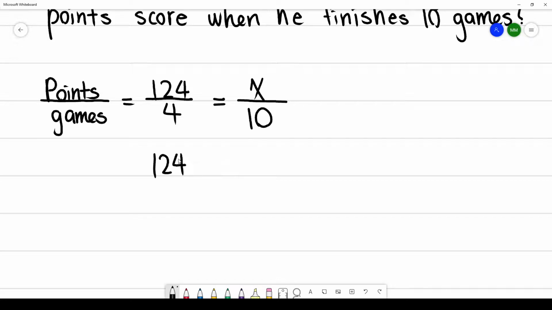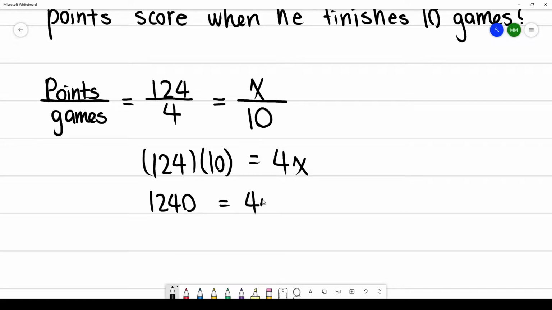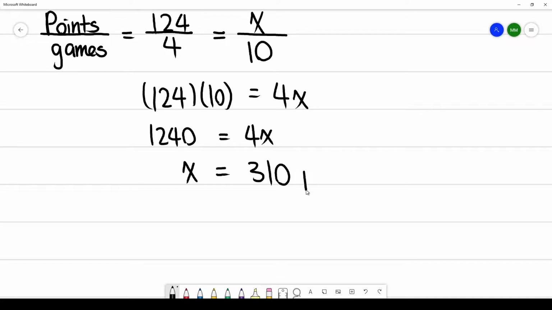So 124 times 10 is equal to 4x. And then x is equal to 310. Yeah, so 310 points.